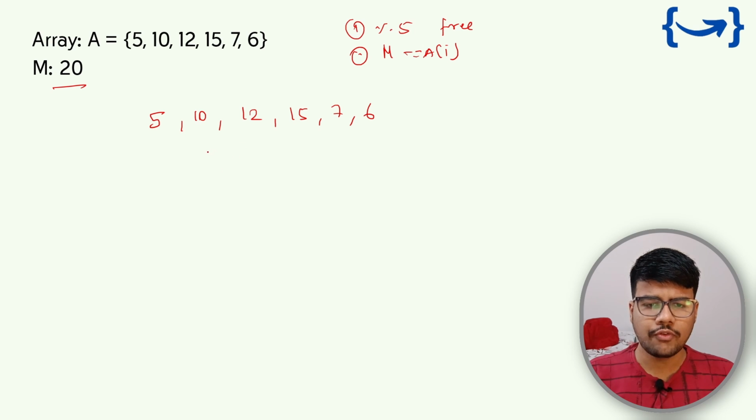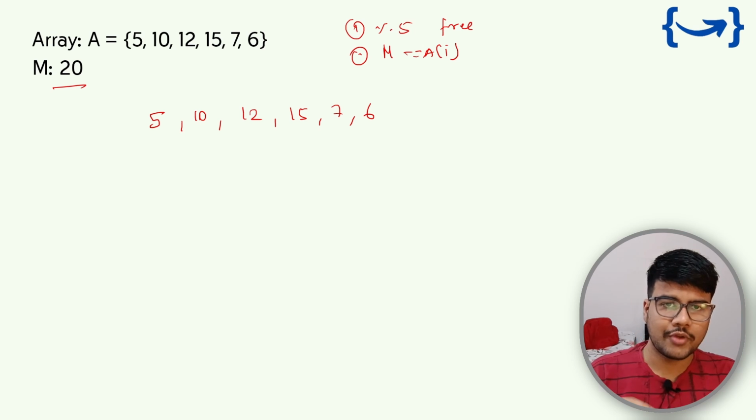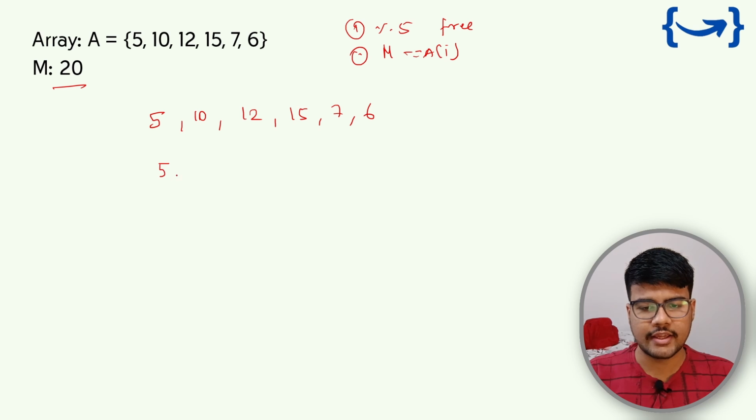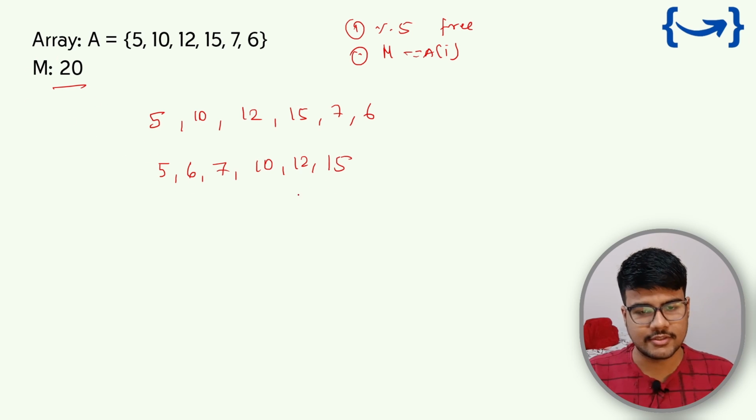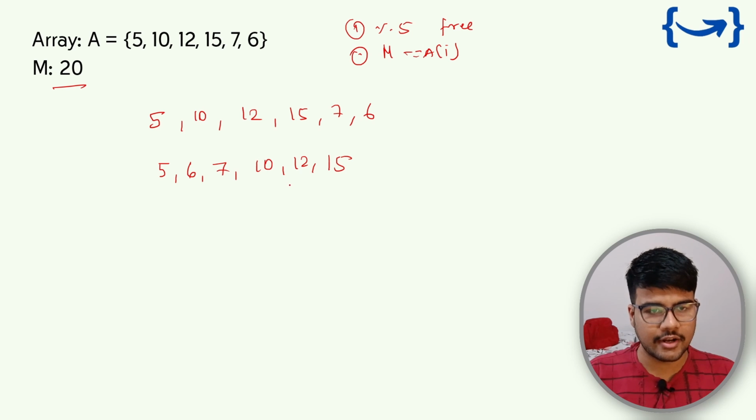So you have 5, 10, 12, 15, 7, 6. But here I can see it is not in a particular order. It is an unsorted array. If it is unsorted, it may fail in different test cases as well. So it would be very good if we sort this array, which gives 5, 6, 7, then 10, then 12, then 15. Now let's see how many candies I can buy with my given amount. So let's start dry running it.